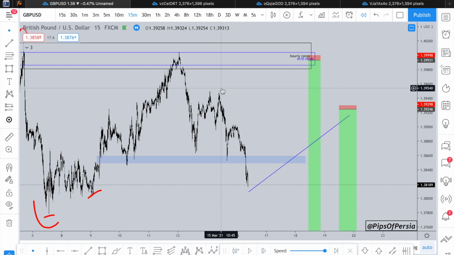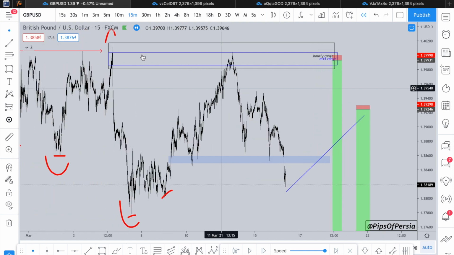So now I have the directional confirmation. Now I know that that's an area of valid supply up there. It has indeed broken structure to the downside in my desired direction as well. So now it's time to start to look at entries.